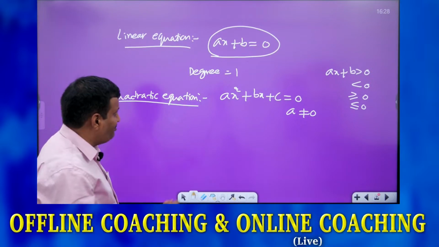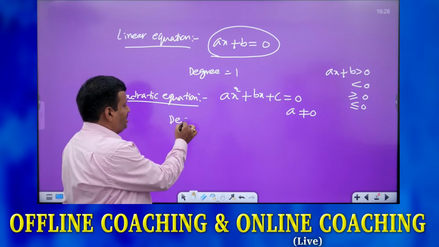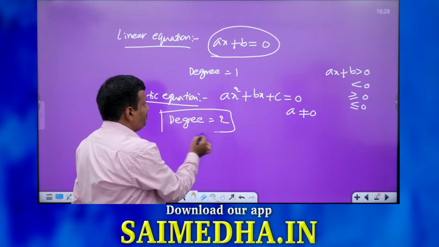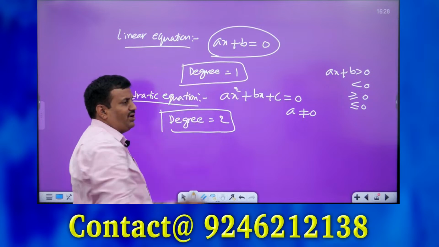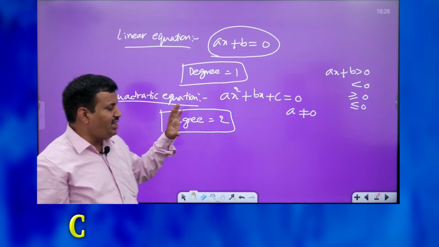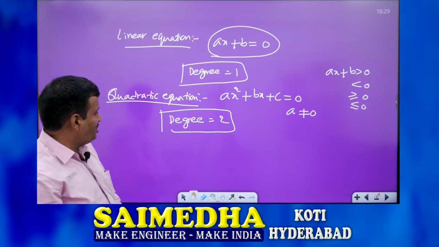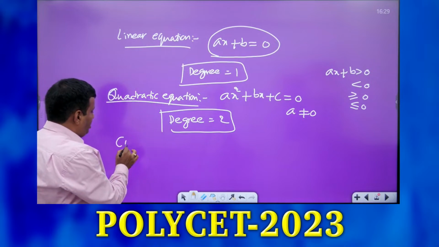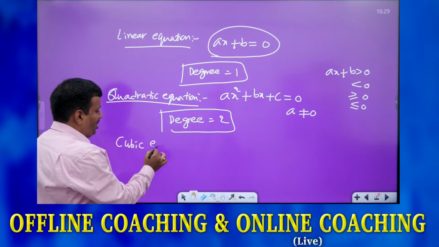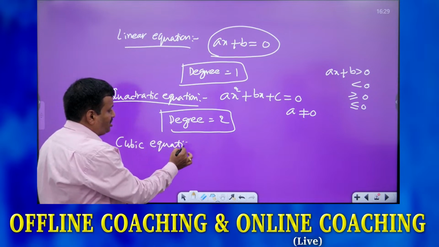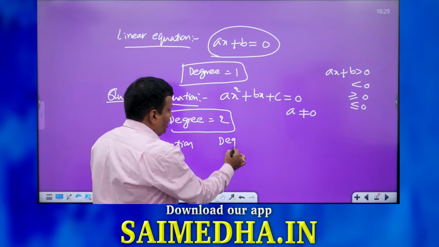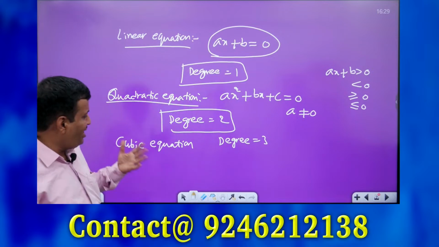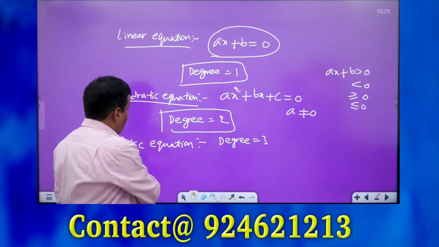What is the degree of the quadratic equation? Degree is 2. If degree is 1, then it is a linear equation. If degree is 2, it is a quadratic equation. If it is a cubic equation, the degree is 3. If the degree is 4, it is biquadratic. Like that we have different types of equations.